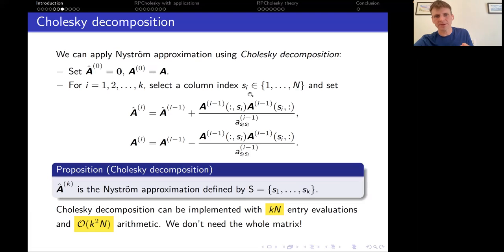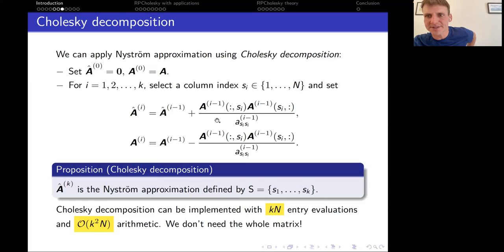Choose a pivot in the context of Cholesky decomposition. It's just some number between 1 and n. And then you're updating your approximation by adding a rank 1 matrix, and you're subtracting that same rank 1 matrix from the residual. So always you've got A hat i plus A i equals A. This is just the low rank approximation and the residual component.